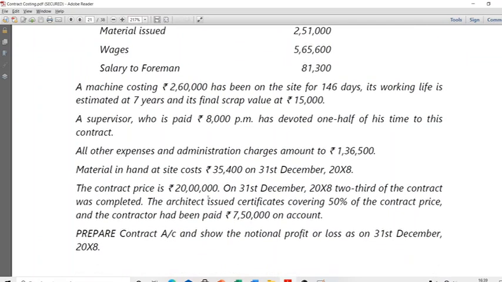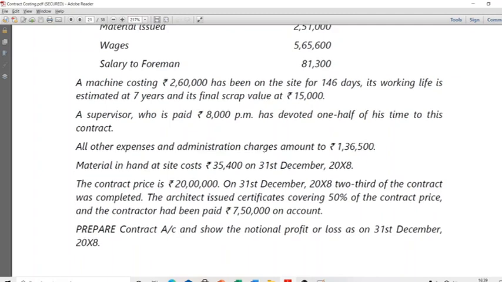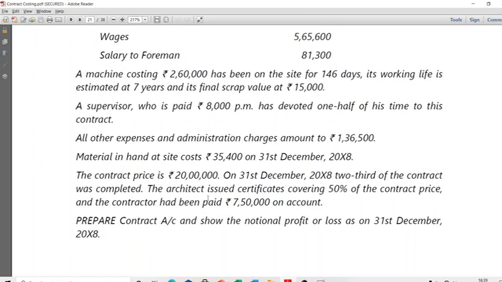Material in hand at site costs 35,400 on 31st December 2018. The contract price is 20 lakhs. On 31st December 2018, two-thirds of the contract was completed. How much of the contract was completed? Two-thirds. But look at the next line.